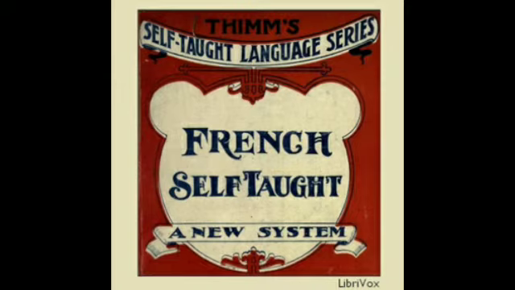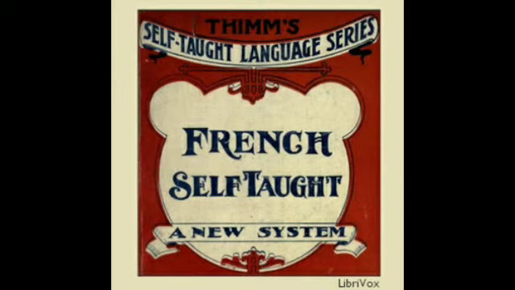I have been, J'ai été. Thou hast been, Tu as été. He has been, Il a été. She has been, Elle a été. We have been, Nous avons été. You have been, Vous avez été. They have been, Ils, elles ont été.